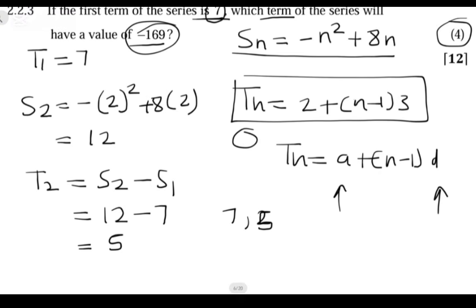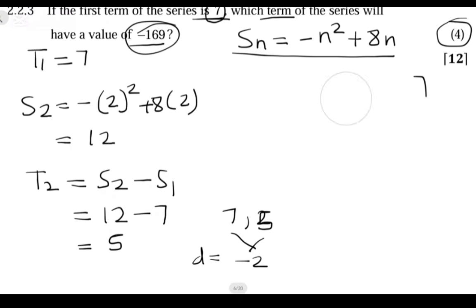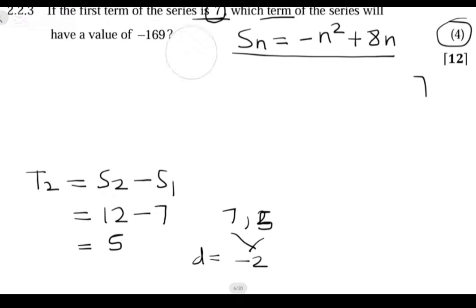So if we have this, we can now find the difference. 5 minus 7, you're going to get negative 2. So this is going to be our difference. So now we do have the value of d, which is the difference that we were looking for all along. Perfect.